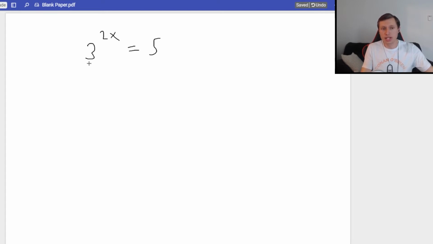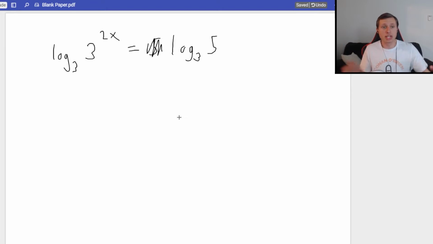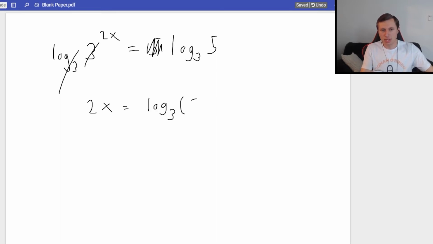Hopefully you know this already. I am going to take the log of both sides, specifically the log base 3 of both sides. Log base 3 of 3 to the 2x, log base 3 of 5. The reason I do that, notice the log base 3 and the 3 will essentially cancel out, leaving us with 2x on the left side, and on the right side I can't simplify that. It's log base 3 of 5. I'm going to divide both sides by 2, and I'll get a final answer.